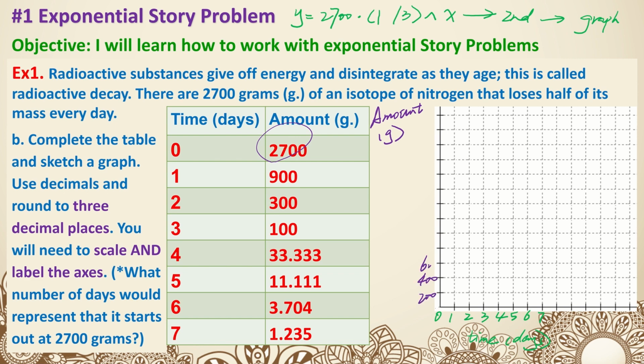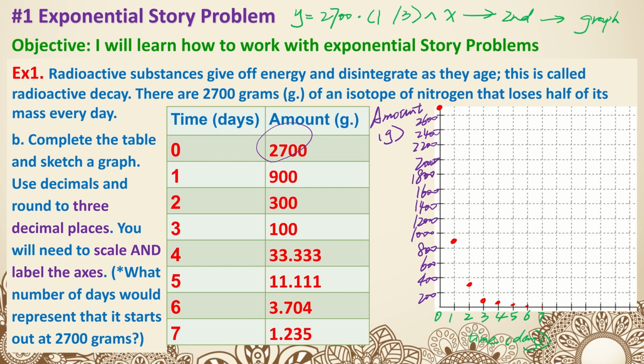200, 400, 600, 800, 1,000, 1,200, 1,400, 1,600, 1,800, 2,000, 2,200, 2,400, 2,600. Okay, there you go. We almost have enough. 2,700 is just slightly above. Now let's graph them. 2,700 is around there. 900 is between 800 and 1,000. Next one is 300, and then we have 100, and then it's 33.33. Well, it's slightly below, and then it's getting super close to the line.